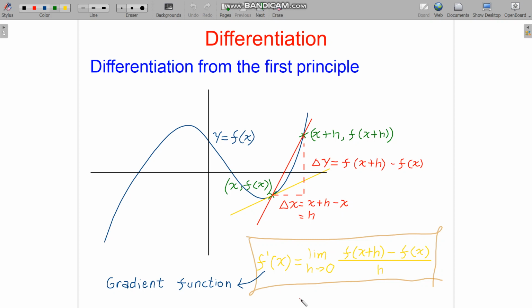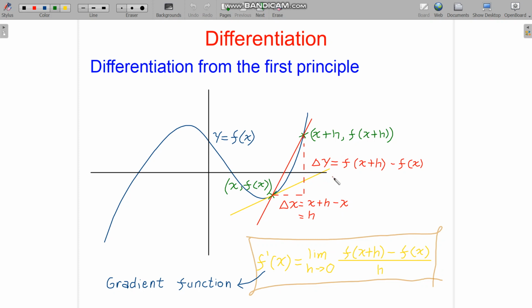So, this is called differentiation from the first principle. We have this curve, the function is y equals f of x, and let's say we want to find the gradient, the yellow gradient of the tangent here. So the yellow line is the tangent line and we're finding the gradient.